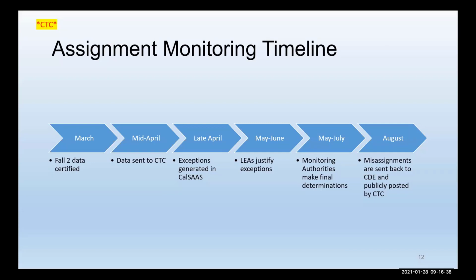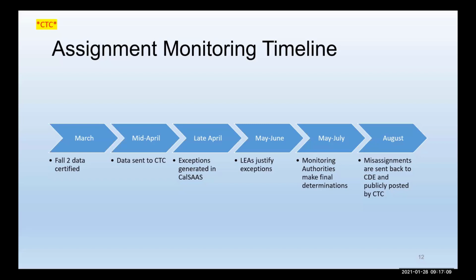So in March, the Fall 2 data is certified. This data should be sent from CDE to CTC in April. If it is sent later, then the timeline is adjusted accordingly. The Commission then prepares the data for the system, and we expect the exceptions to be generated in CalSAAS in late April. When exceptions are released in CalSAAS, they are available within the system for 90 calendar days.